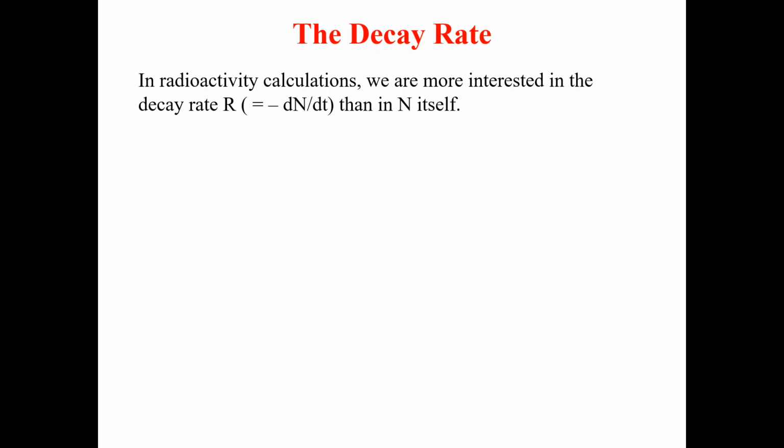You remember that normally we do calculations whenever we have a particular type of radioactivity. In radioactivity calculations, we are more interested in the decay rate than in the number of the radioactive nuclei itself. So the decay rate, which we normally denote by R, is equal to dN over dt. That is the rate of disintegrations.